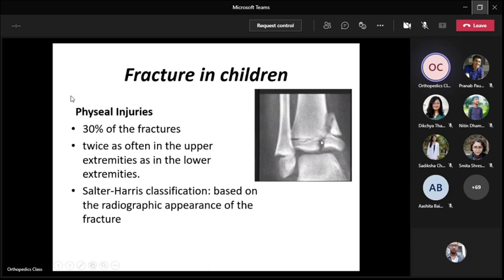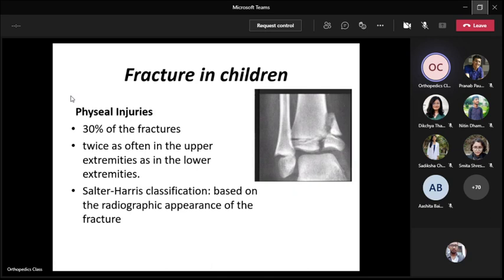But no, this is the epiphysis, this is the growth plate which has not fused, this is the metaphysis, and these are all diaphyseal portions. So these are growth plates. This is the epiphysis, which has not fused. So physeal injury is another separate topic.